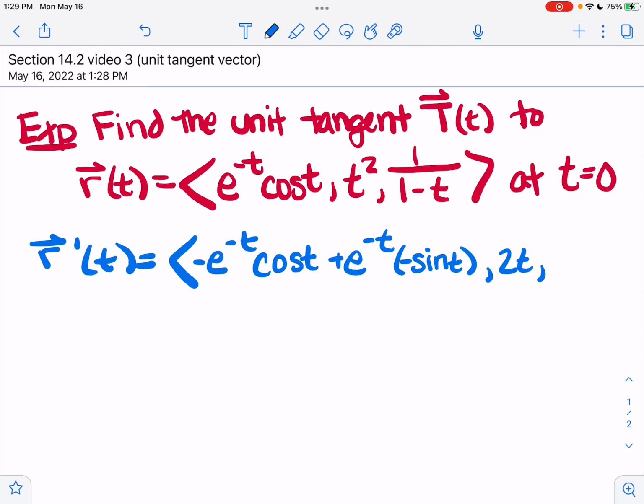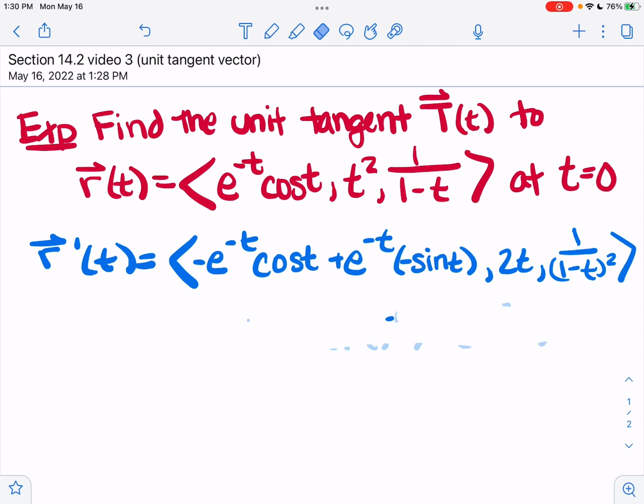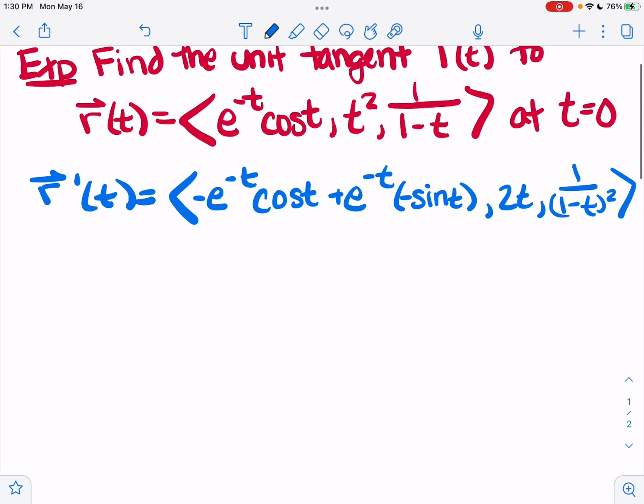For the third component, we would write 1 over 1 minus t as 1 minus t to the negative 1, and the derivative would be negative 1 minus t times the negative 1 from the chain rule, so that to the negative 2, sorry. So that would look like 1 over 1 minus t quantity squared. And that'll do it for the derivative. And the unit tangent is the derivative.